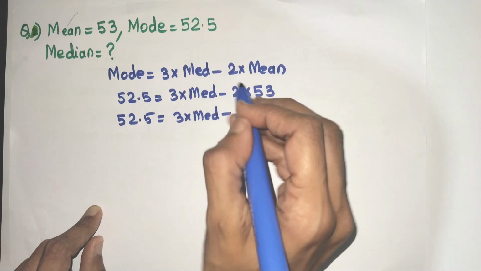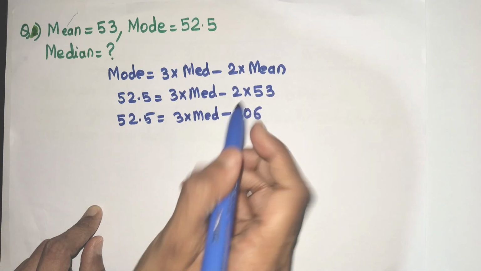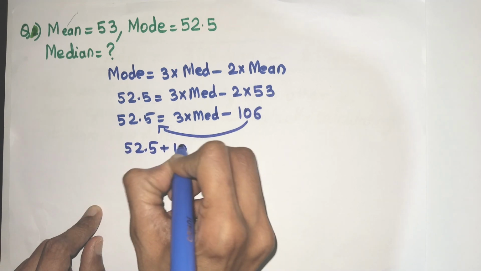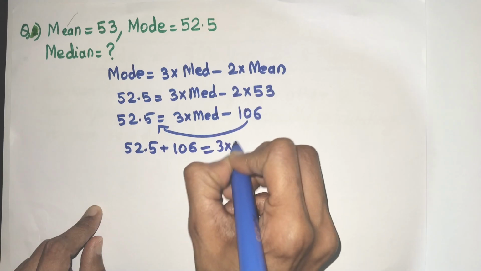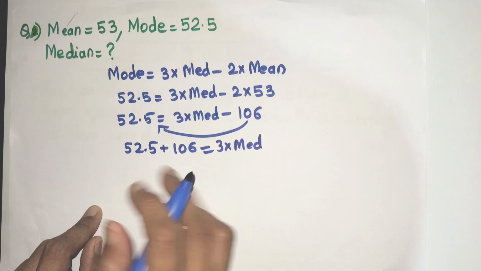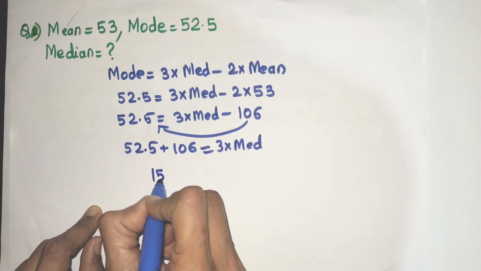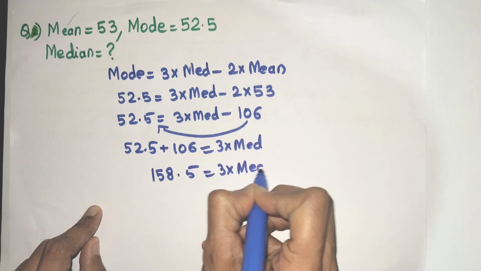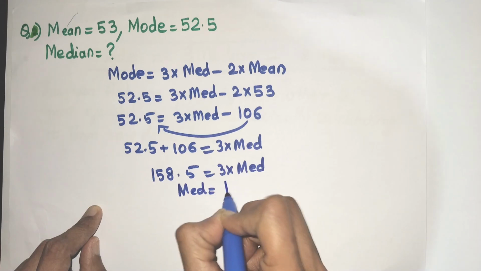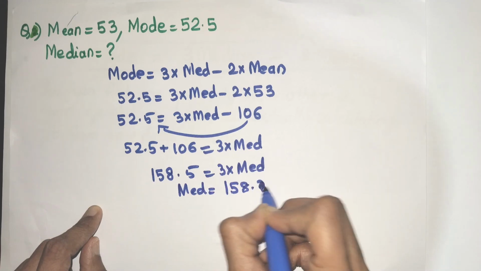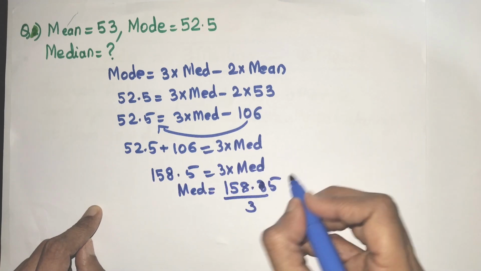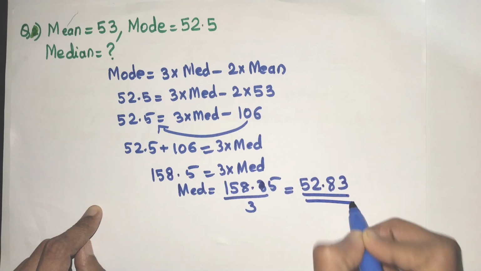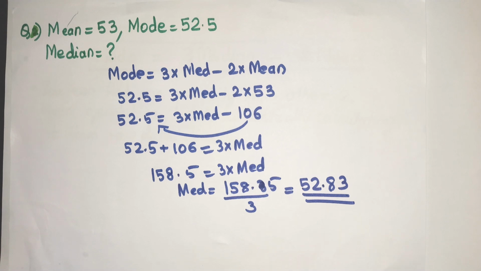Friends, 53 into 2 comes out to be 106. So let me just bring this over here. So 52.5 plus 106 is 3 times the median. Now when I add these two, I will get 158.5, friends, equal to 3 times the median. So what is the median? Yes, it is 158.5 divided by 3. Now this comes out to be approximately 52.83. So the median of the data is 52.83.